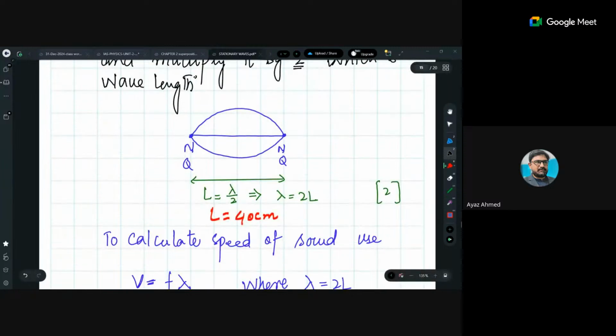The wavelength, lambda, will be equal to, this is the equation, look: L is equal to lambda by 2, so lambda is equal to 2L, so lambda will be equal to 2 times 40, that is equal to 80 centimeter. Is this clear to you?